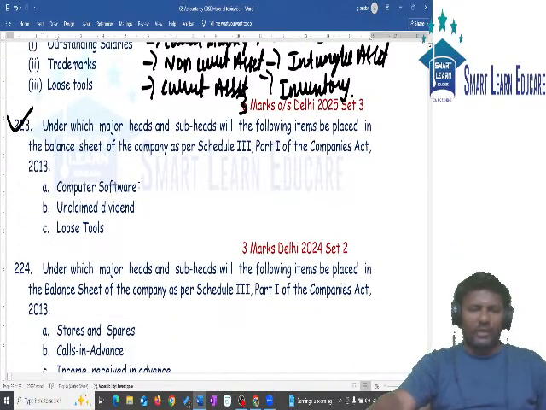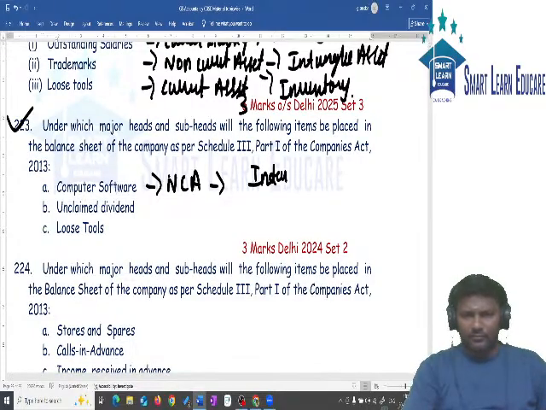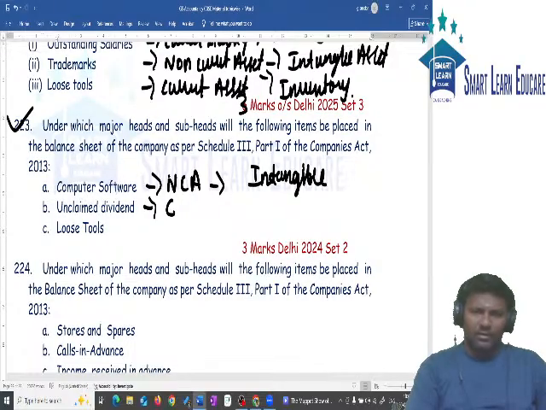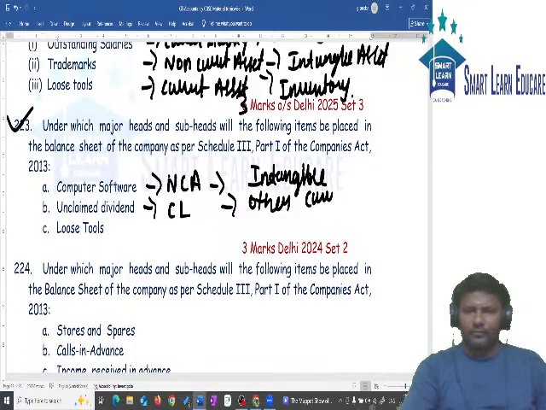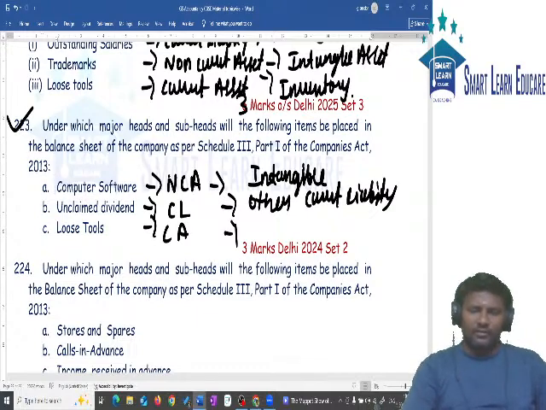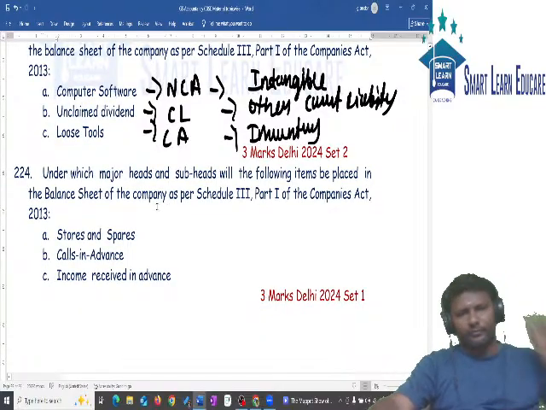Next, question number 223. Computer software will come under non-current asset, under intangible asset. Unclaimed dividend will come under current liability, under other current liability. Loose tools will come under current asset, under inventory. Question number 224.